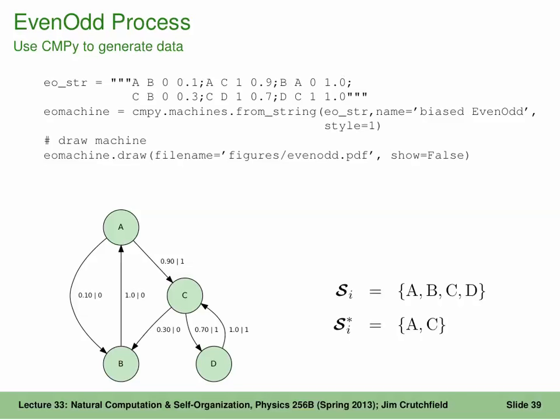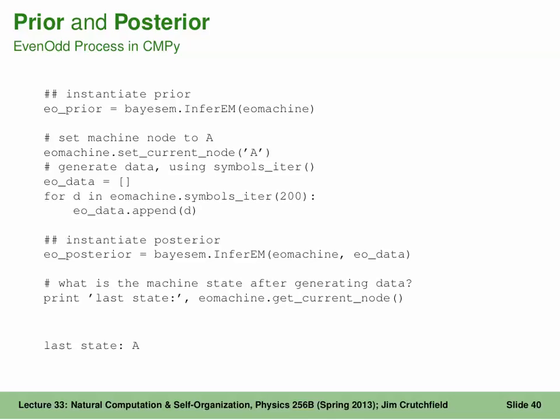So the data is going to start generating from here. We're going to see what the actual code gives us back. And then the data that I'm going to generate, it turns out that this symbols iter, if you actually want the machine to update the internal state while it's generating the data, you want to use this rather than symbols. So each time it's generating a symbol and I'm adding it to the data, this EO machine is updating its internal state. So I can then print this out at the end and say, after the 200 symbols that I generated here, it was in state A again. Okay.